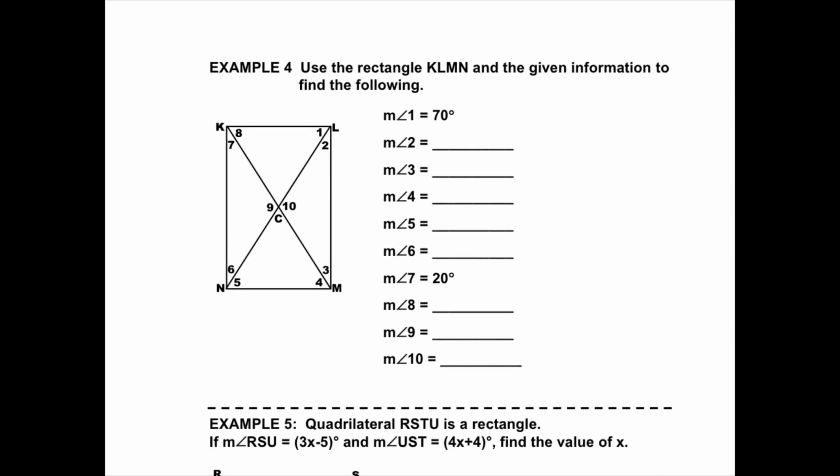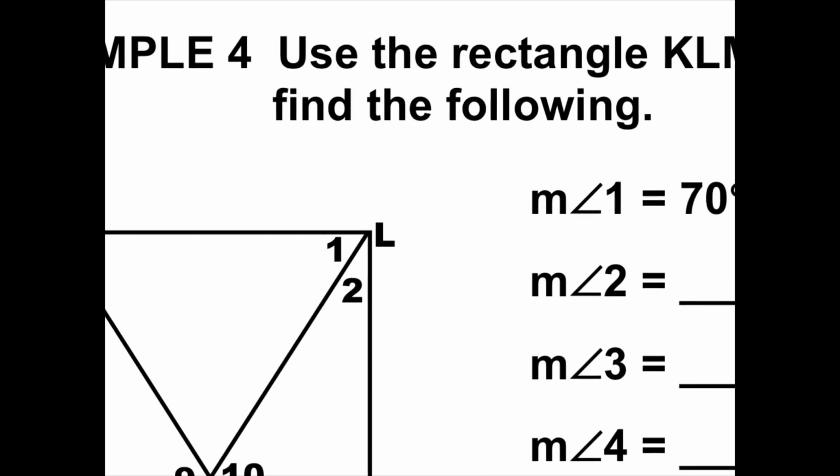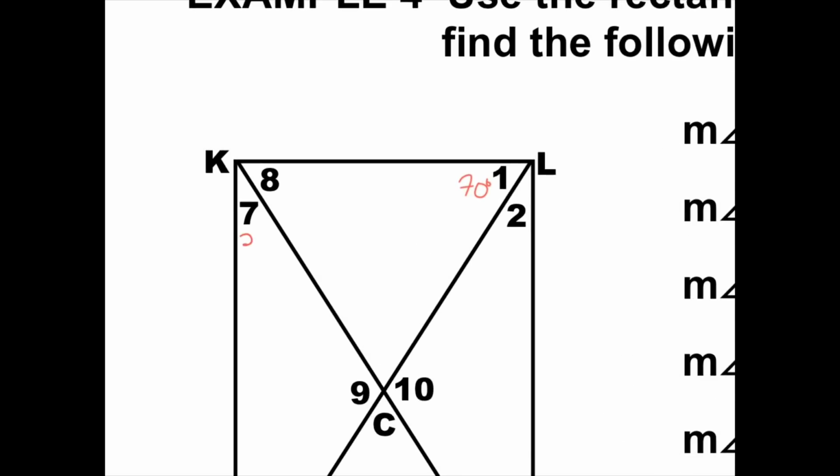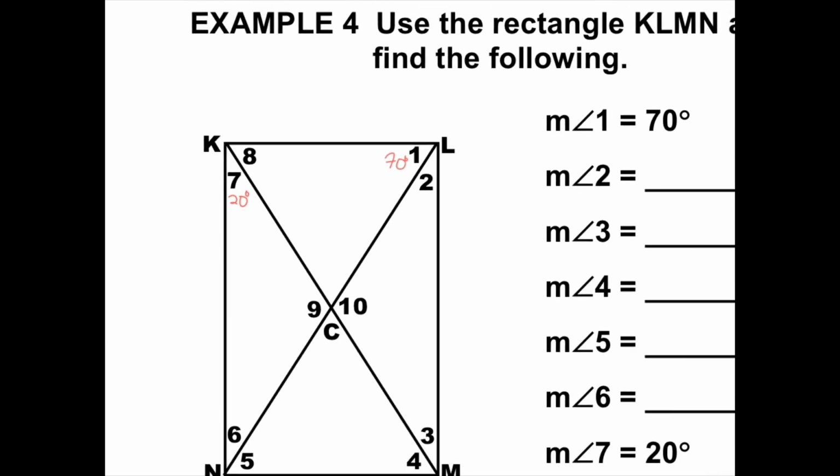This problem, it's got a lot of stuff on here, but rectangles are pretty easy when it comes to finding the angle measures. It says we've got a rectangle KLMN, and it gives us some information. It tells us the angle 1 is 70 degrees, so I'm going to fill that in. Then it tells us angle 7 is 20 degrees. And it wants us to find all the rest.